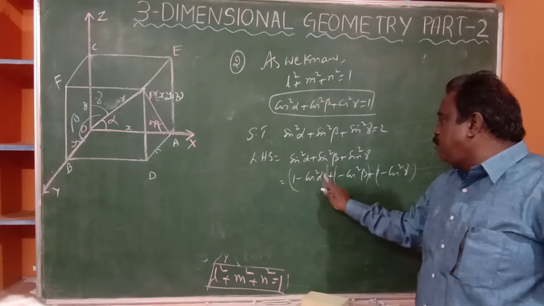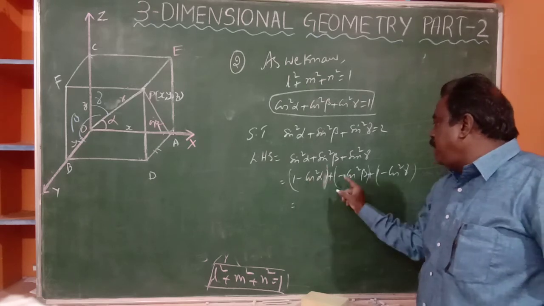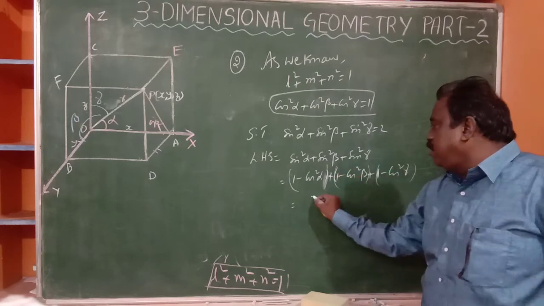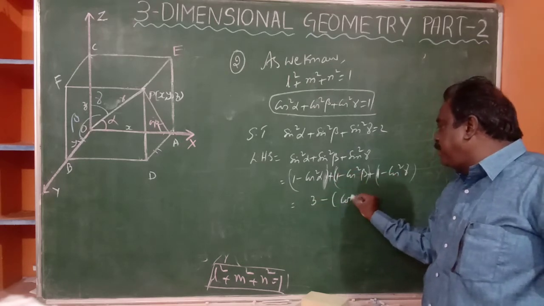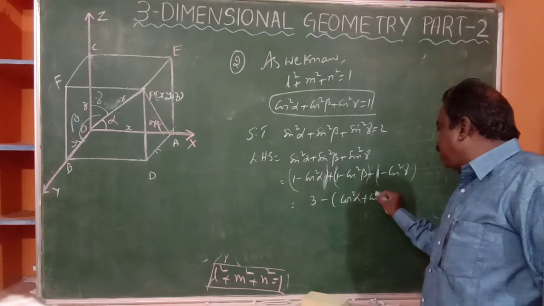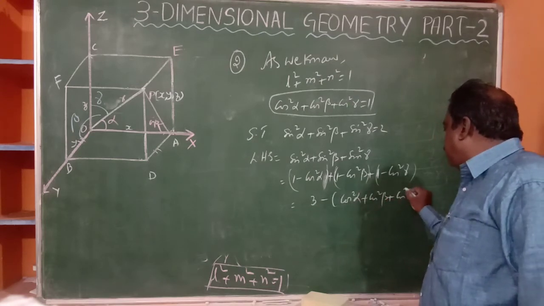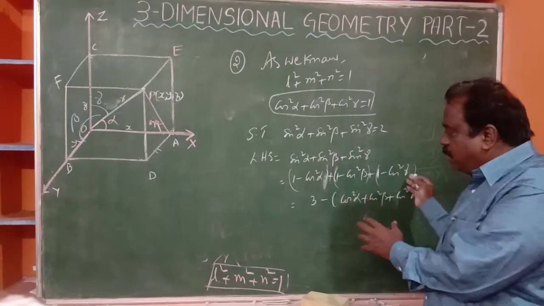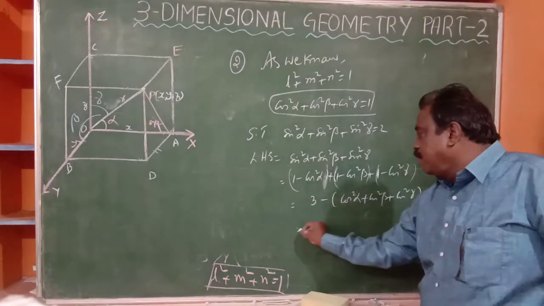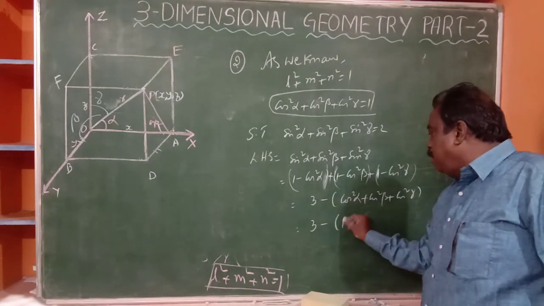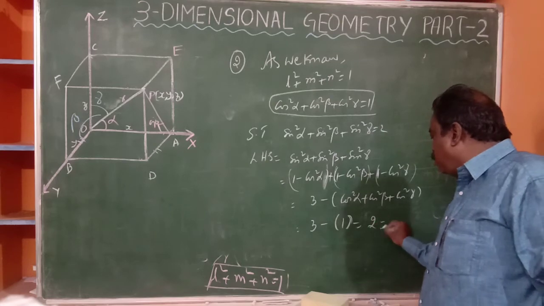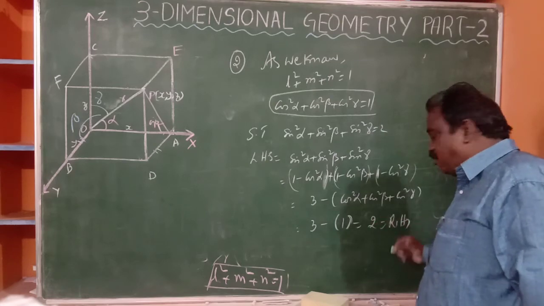So 1 minus cos square alpha, 1 plus 1. So this is 3 minus of cos square alpha plus cos square beta plus cos square gamma. I am taking all the cos terms in one place, taking minus as common. So this is 3, and we know the sum is 1, so it is 2. That is equal to the RHS.